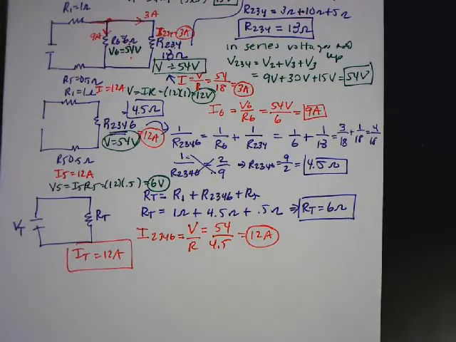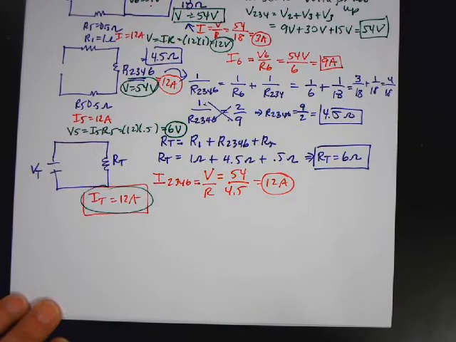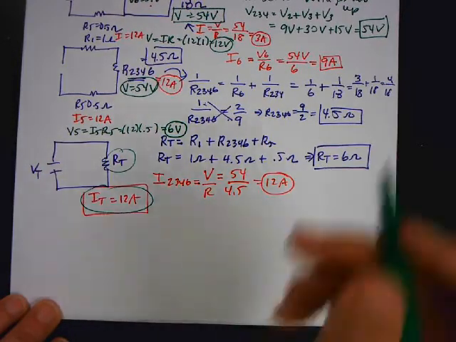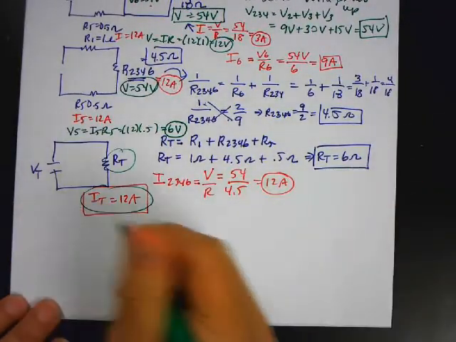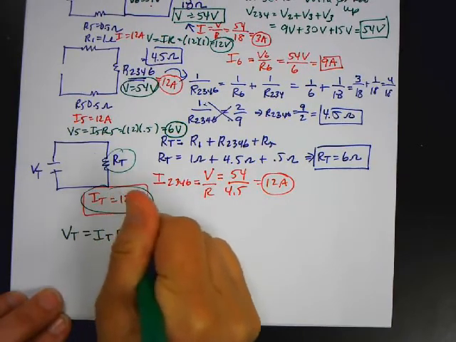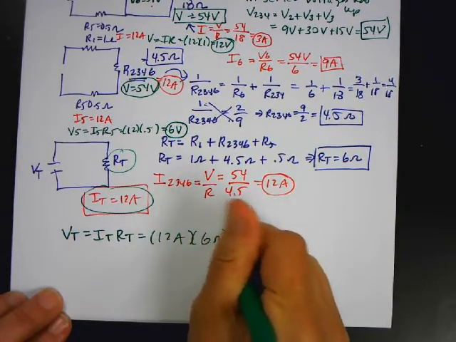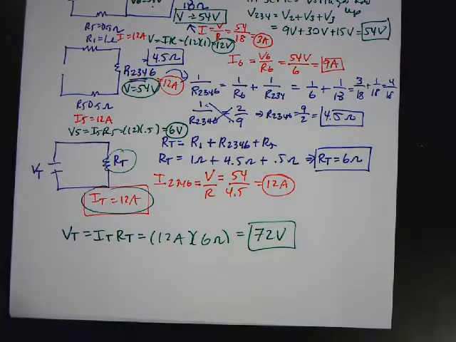So let's say I want to check my work again, right? Let's say I'm not sure if I've been doing this crazy problem right. I just found that IT is equal to 12 amps. I know RT is equal to 6, right? So let me just check it. I know that VT is equal to IT times RT. So 12 amps times 6 ohms is 72 volts, right? But I'm not sure if that's right.